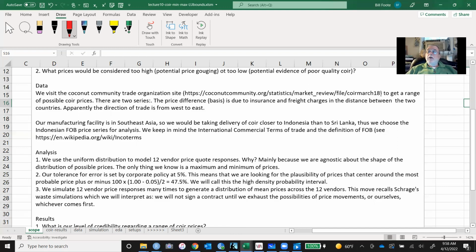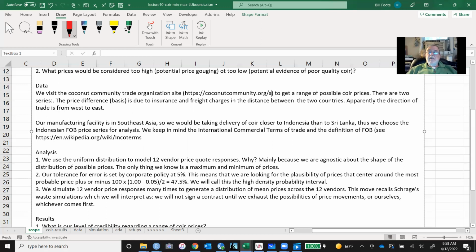See if I can modify this. As I said, things change. So just go to the org and search around for market review. We saw the two series. We have two countries. The direction of trade is from west to east, definitely.